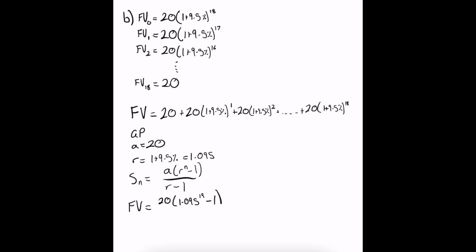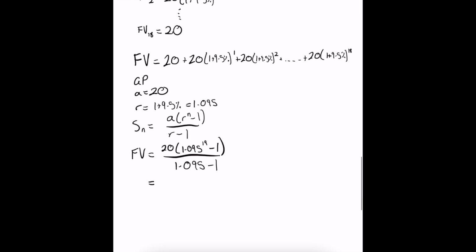This is minus 1 over 1.095 minus 1. And when we plug this into a calculator, what we end up getting is $970.27. And that's our final answer.